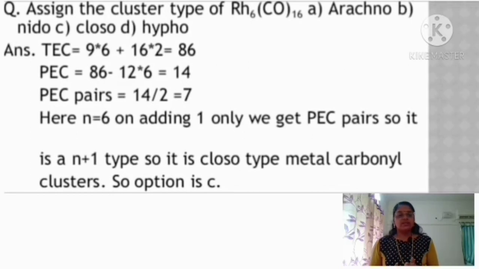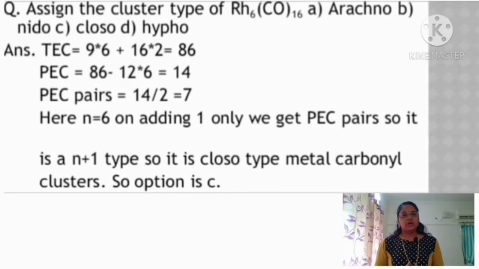So the total valence electron count is 9 into 6 plus, since 16 carbonyl groups are there and each gives 2 electrons, 16 into 2. Altogether we get 54 plus 32, which is equal to 86.